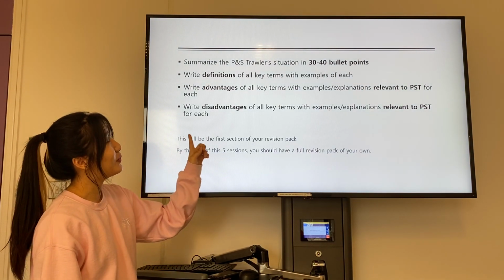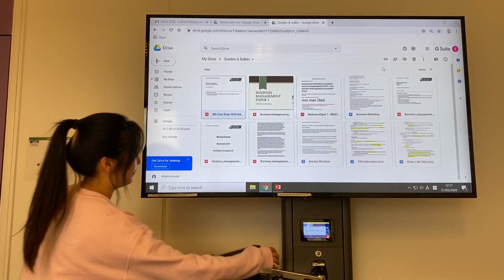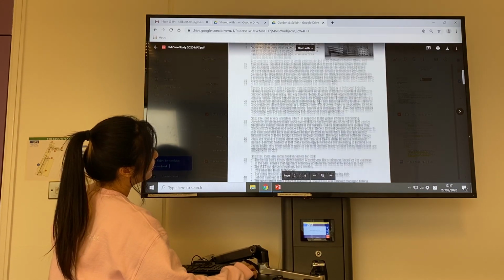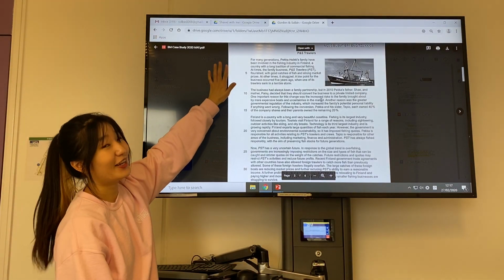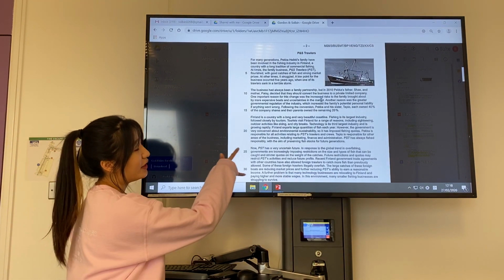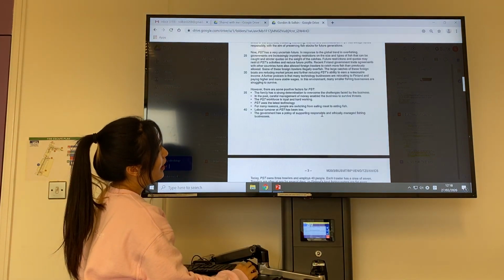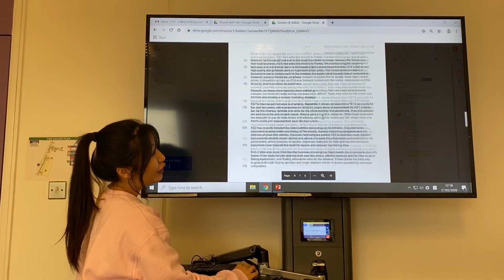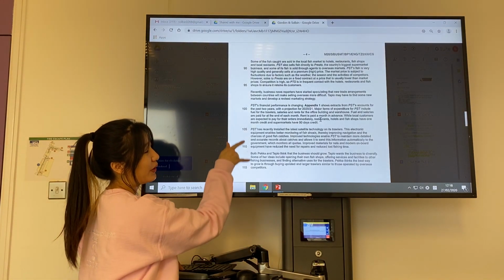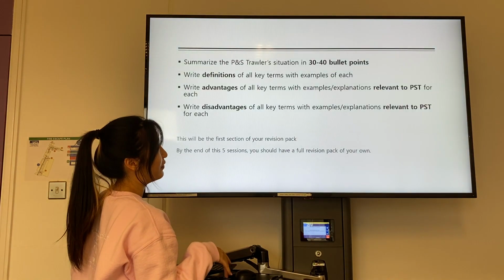So summarize the P&S trawler situation in 30 to 40 bullet points, ideally having at least 1 to 2 sentence summaries for each paragraph. And each paragraph is filled with content. So you should really have like 2-3 sentences summarizing each paragraph. And overall, that should add up to around 30 to 40.